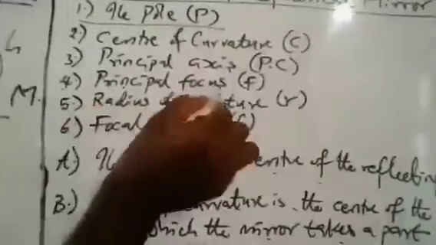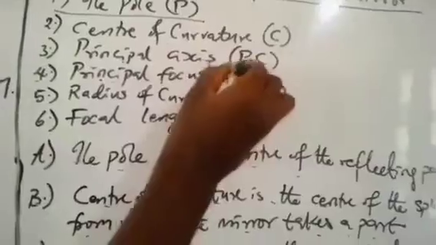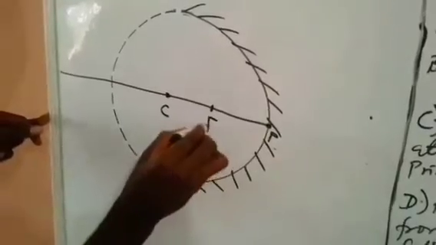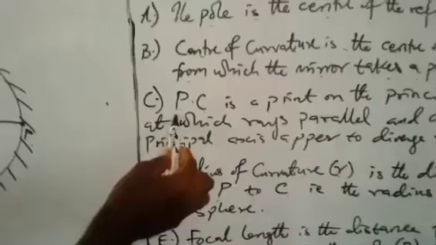Now, the fourth one says principal focus. The principal focus is denoted by capital letter F, and it is a point located just somewhere here. You have your principal focus F. Okay, we said the principal focus.